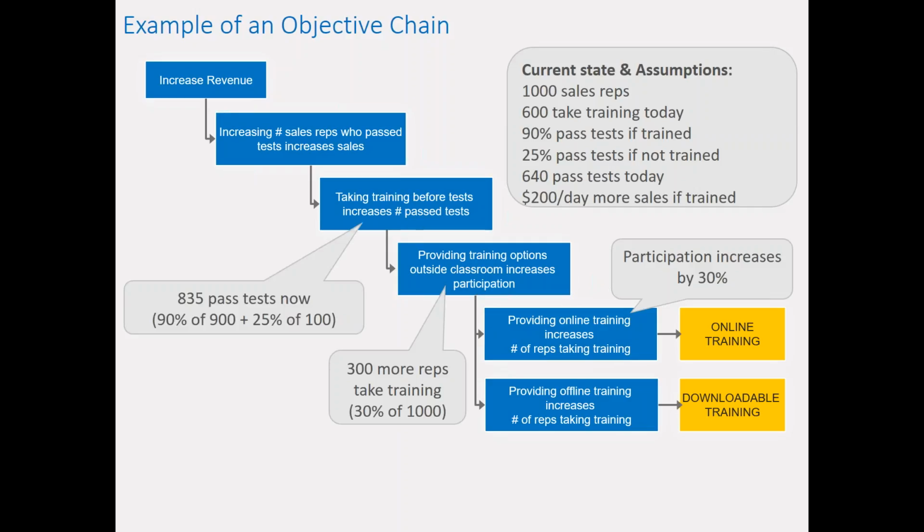All right, so we keep going. Again, 90% of 900 sales reps who take training, plus the 25% who don't, who could pass it anyway. That's how I got to that number. Moreover, because people who pass the test make an average of 20% more in revenue, the revenue is going to increase as well. So that's a $39,000 increase in sales per day. Each of the 195 sales reps passing the test creates that additional revenue per day.